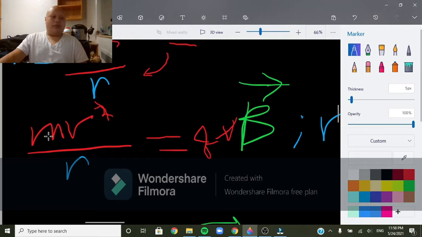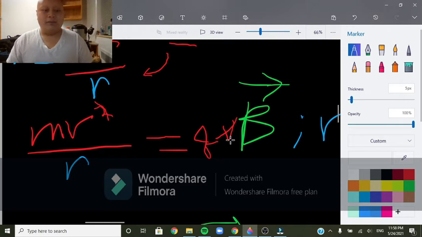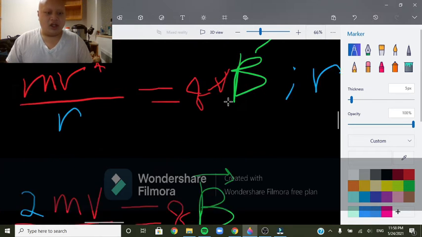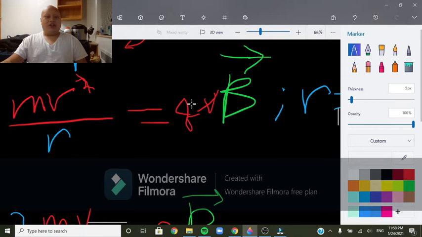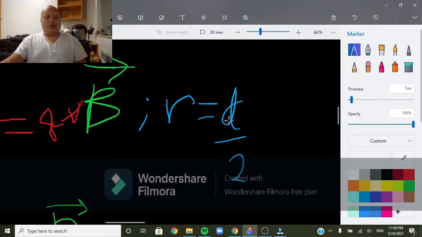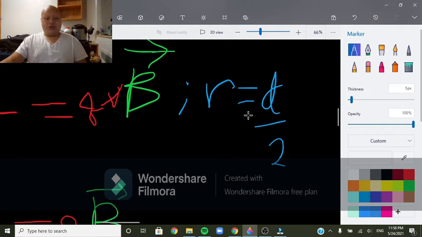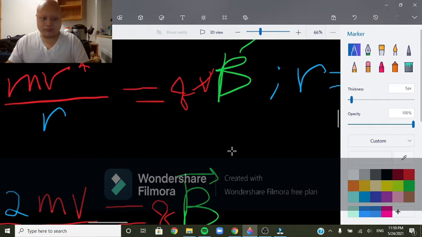So you get that mass times velocity squared over the radius is equal to the charge times the velocity times the magnetic field. One of the v's cancels out on each side, and you're just left with mv over r is equal to qB. We are looking for the diameter of the tube, not the radius. Diameter is twice the radius, so the radius is equal to the diameter of the tube divided by 2.